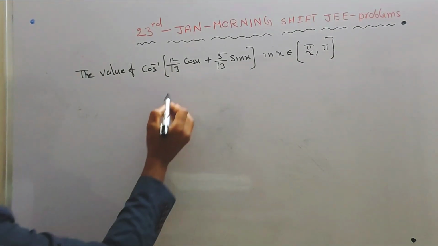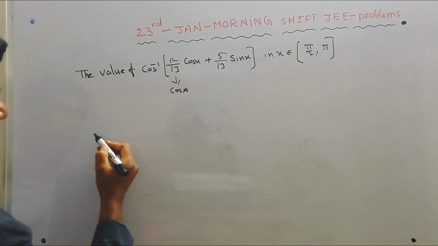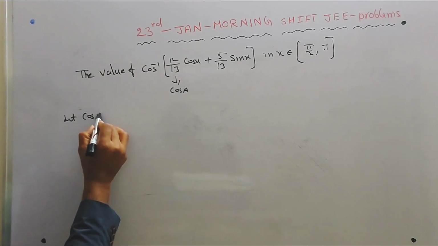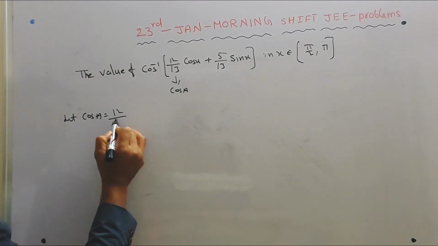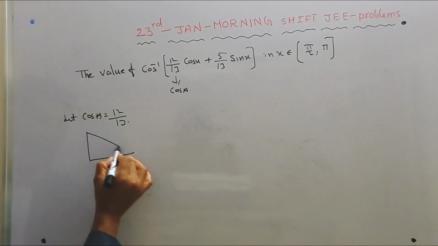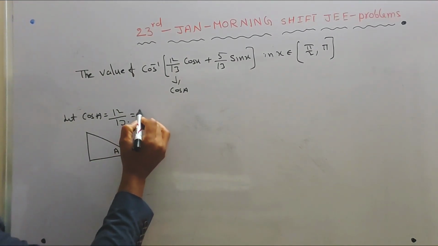That means now I am taking this part as cos A. That means let cos A is equal to 12 by 13. Make the right angle triangle diagram. This is the right angle triangle diagram. I am taking here angle A. So cos means what here?